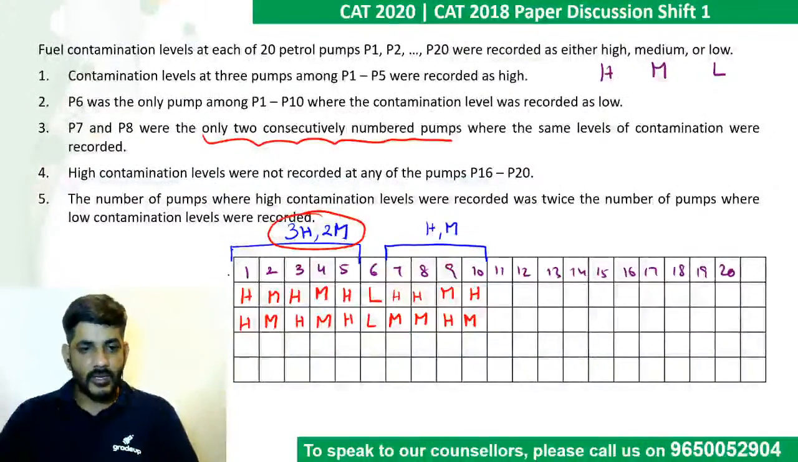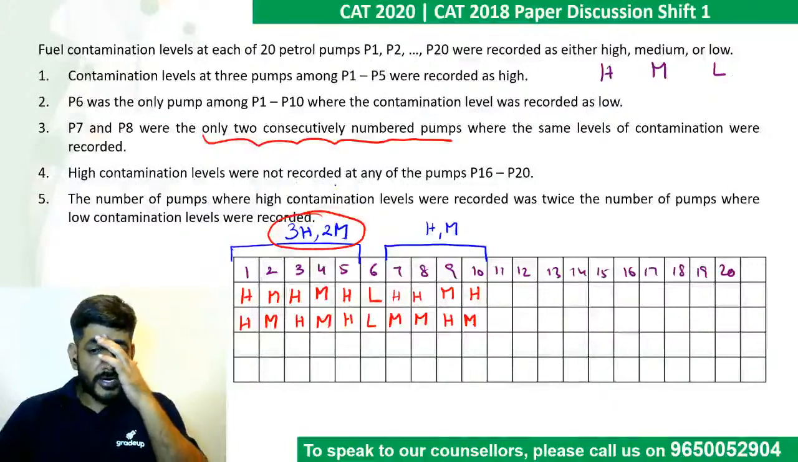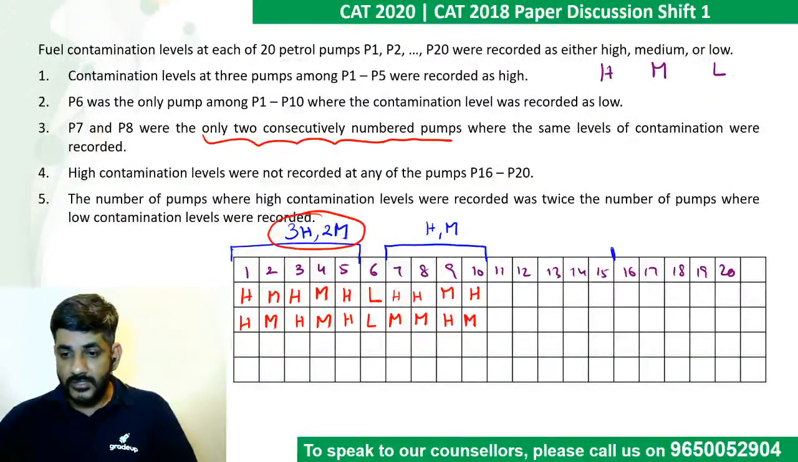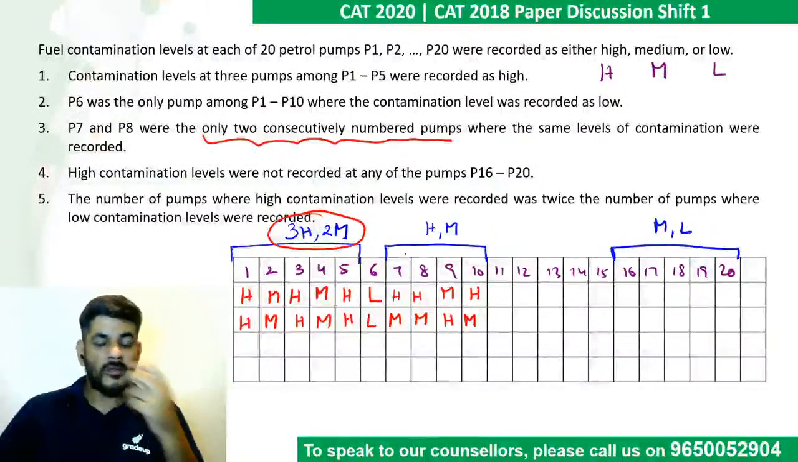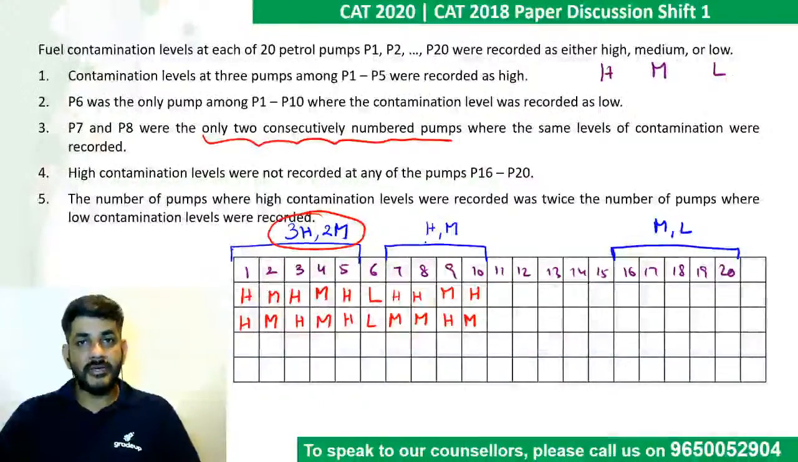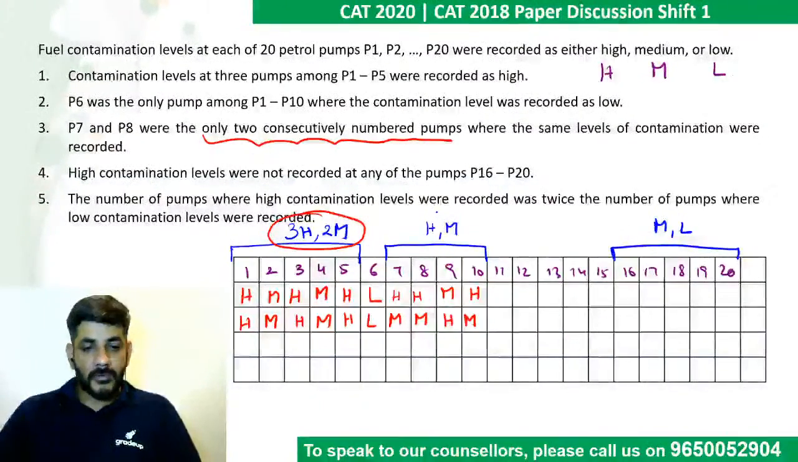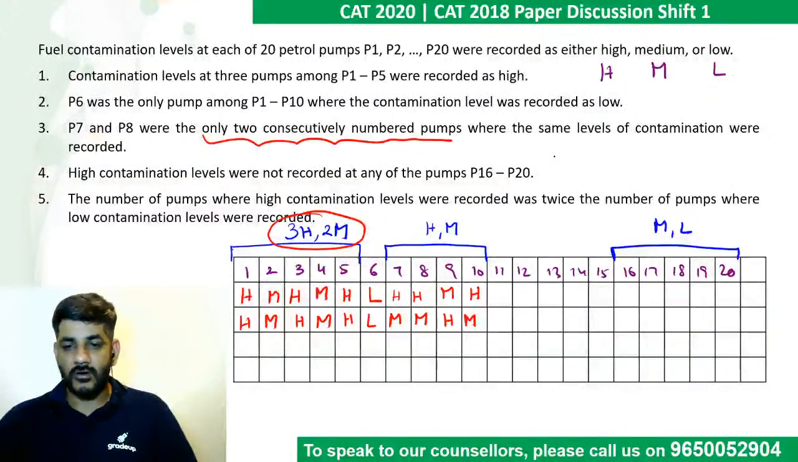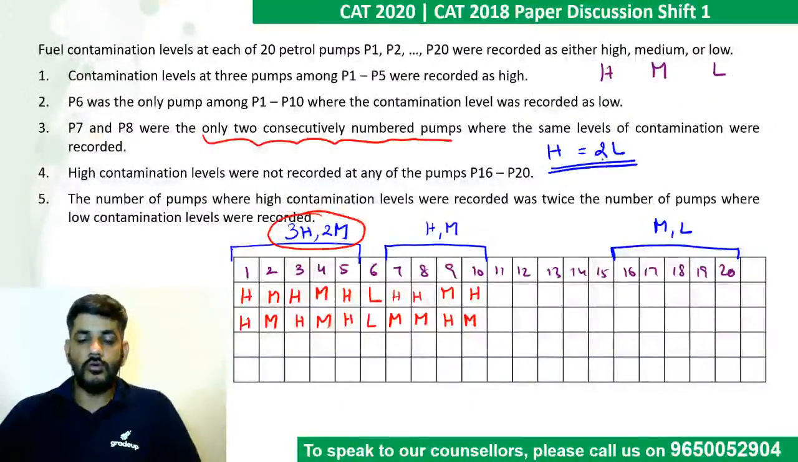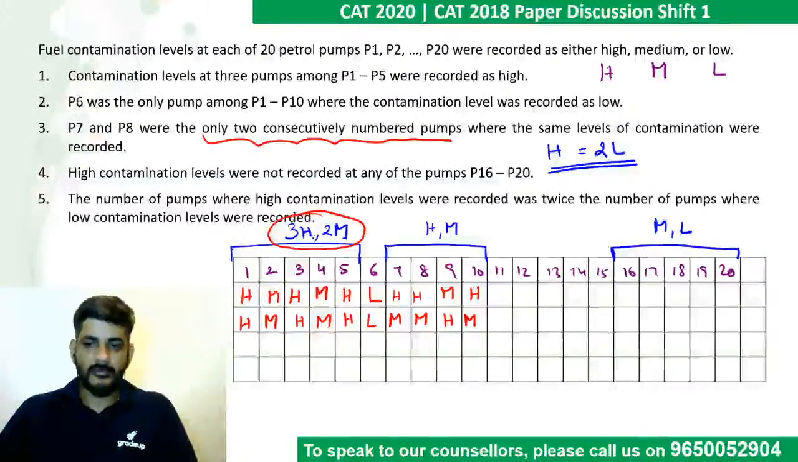Let's move forward. High contamination levels were not recorded at any of the pumps from 16 to 20. So from 16 to 20, everything is either medium or low. Right? The number of pumps where high contamination levels were recorded was twice the number of pumps where the low contamination levels were recorded. So the number of H's is equal to twice the number of L's. H will be equal to 2 times that of L. Okay.